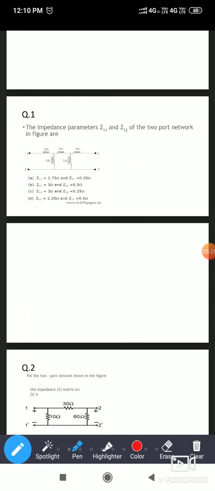Now Z equivalent 1 means you have to observe from this side and measure from the opposite side. As the second port is open, that is I2 equal to 0, this resistor will not be required because no current will flow through this 3 ohm. Now I will draw the new circuit.